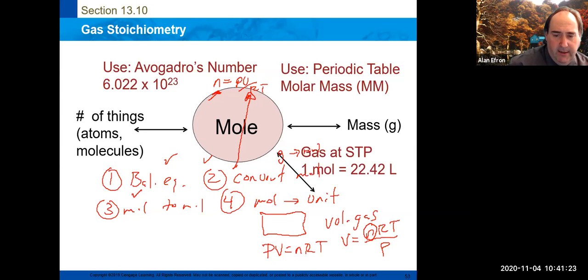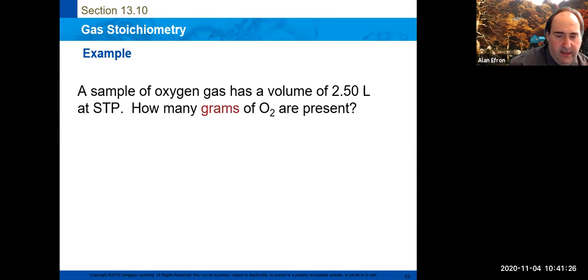So let's take a look at one here and a couple of different ways that we could approach it. For example, if we have a sample of oxygen gas that has a volume of 2.5 liters at STP, how many grams of oxygen gas are present? There really are a couple of different approaches you could take to this. You have 2 options because we're at STP here. Because we're at STP, as I mentioned earlier, the temperature is 273 Kelvin, the pressure is 1 atmosphere, and we obviously have a volume of 2.5 liters.